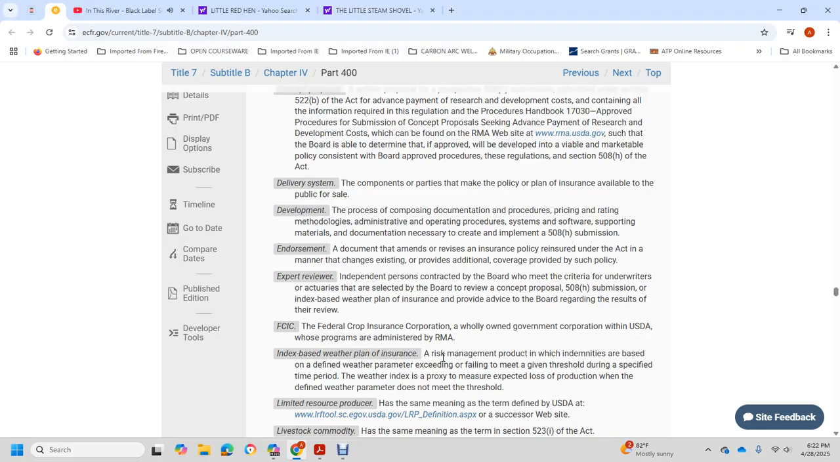The provider reports to the Board regarding the results of their review. The Federal Crop Insurance Corporation, the FCIC, is a wholly owned corporation of USDA, with the whole program administered by the RMA.